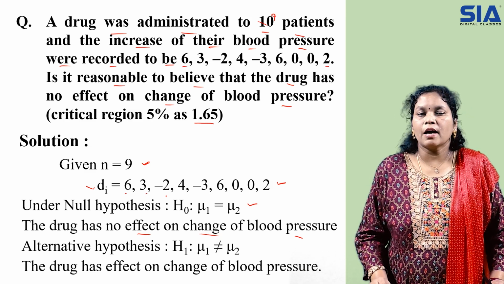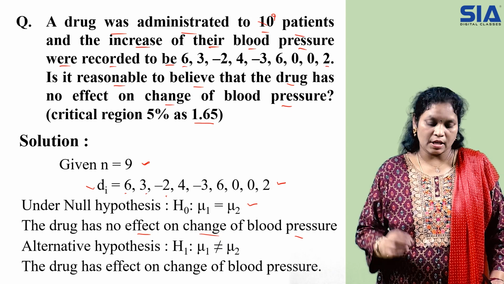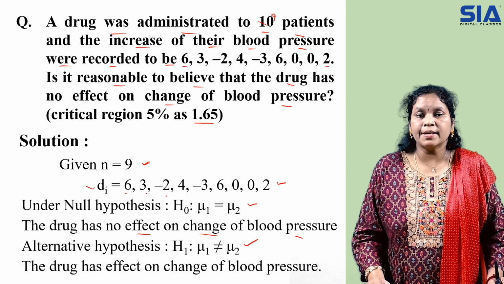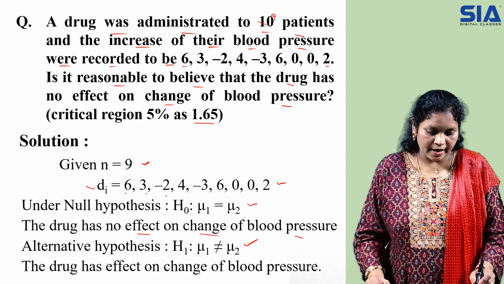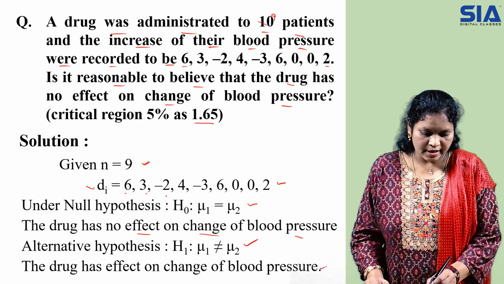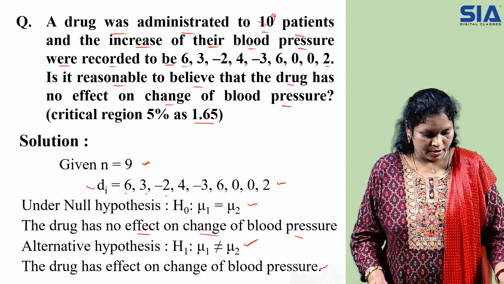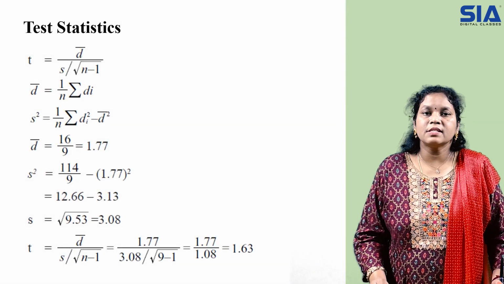Next, under the alternate hypothesis, we need to consider opposite to the null hypothesis. That is H1: mu1 not equal to mu2 I have considered. Means the statement will be the drug has effect. So the drug has impacted the blood pressure, that we are considering under alternate hypothesis. Okay. Now let us go for the test statistics.